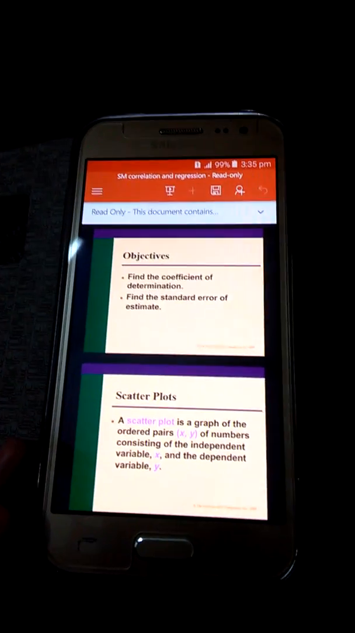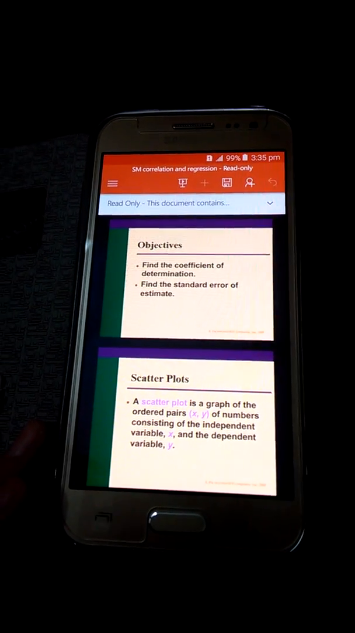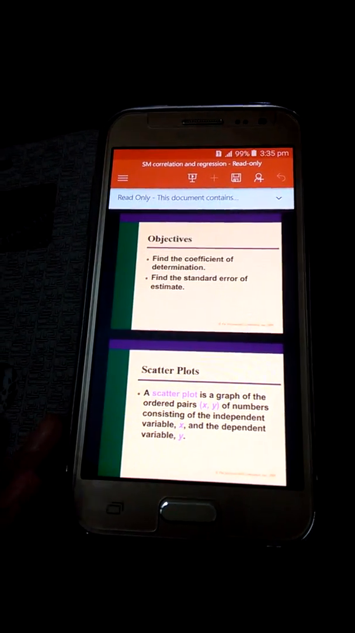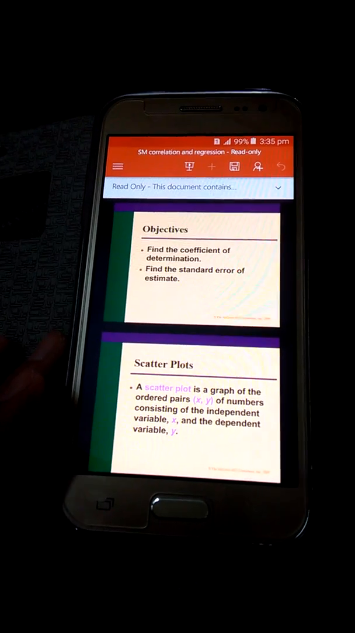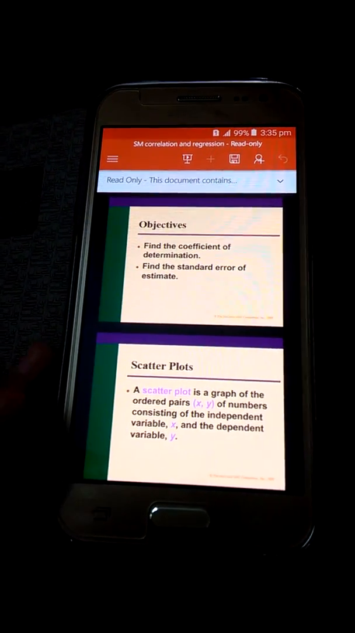Yeah, assalamu alaikum, and here you go, your PowerPoint file that you have sent me related to the lecture that you have just missed, and it deals with the basic preliminary discussion related to correlation and regression.